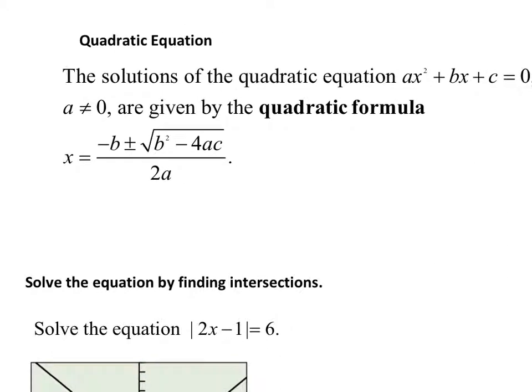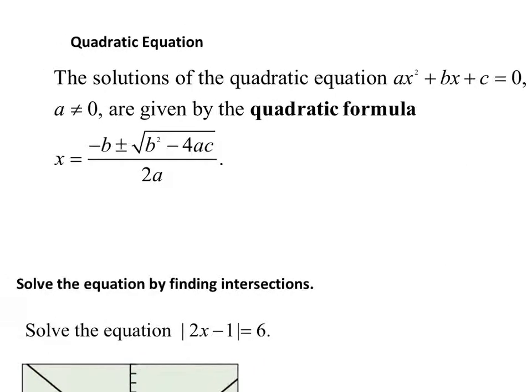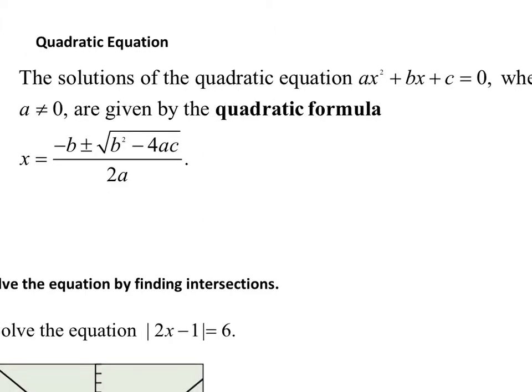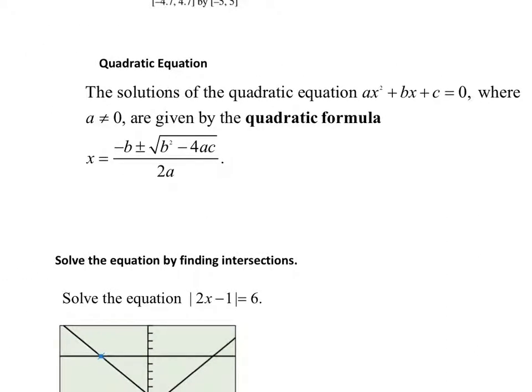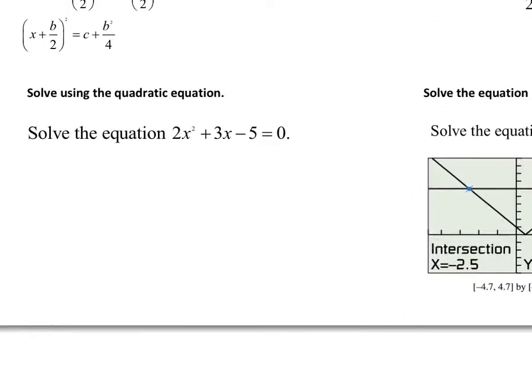You need to remember quadratic equations and the quadratic formula. x equals negative b plus or minus the square root of the quantity b squared minus 4ac, all over 2a. Okay? Those are some formulas we need to remember.